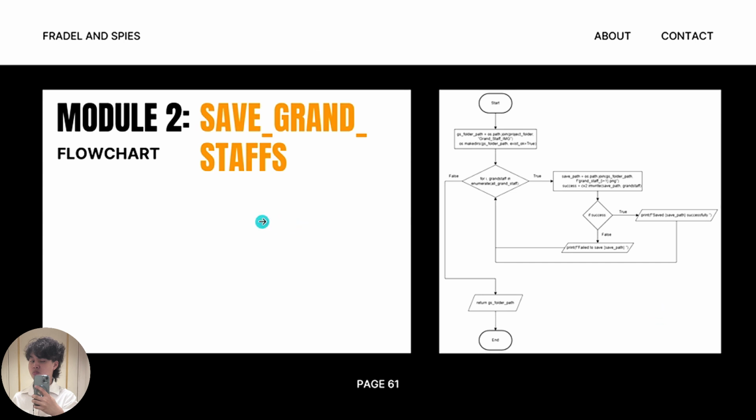This is the module 2 scan draft flowchart, and this is the start. This is the folder path that brings the GAN staff in. Let's go here, and it decides to save the GAN staff.